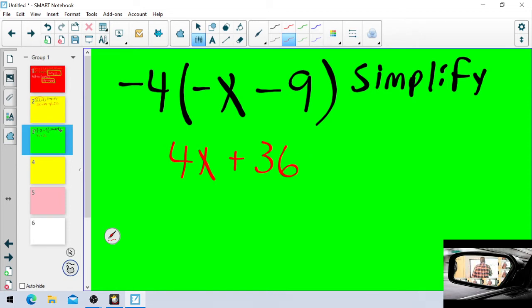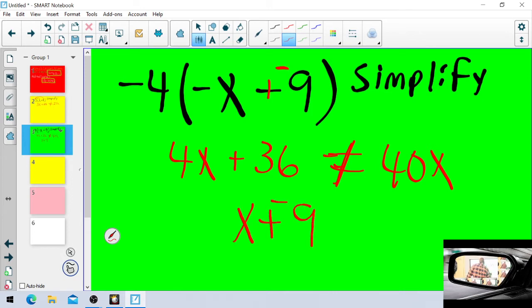So you can do it like this if you want to. Keep, flip, change. You'll still come out with negative 4 times negative x is 4x, and negative 4 times negative 9 is positive 36. This is not equal to 40x. These are not like terms. 4x plus 36 are not like terms. See what you have to do there? Anytime you got something like this going on, you can do this right here. Or if you got like 6 minus 7, you can change it if you want to. That makes it better for you.